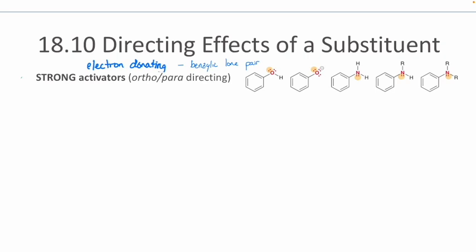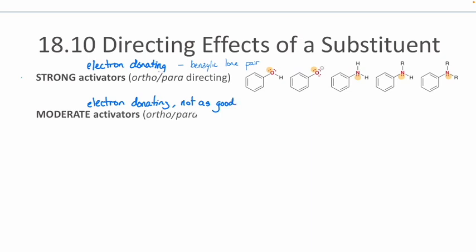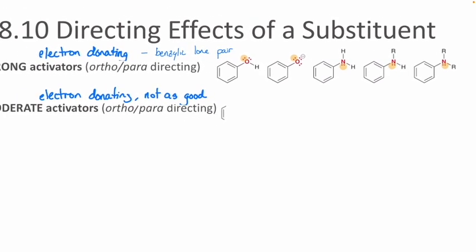All right, so then we got this next category. We're going to classify these as moderate activators. All right. They are still going to be electron donating groups, but they're not quite as good at donating as the ones above, as our strong activators. So electron donating still, but not as good. Because they are electron donators, they are still ortho-para directing groups. Okay, so let's take a look at these and see what they have in common.